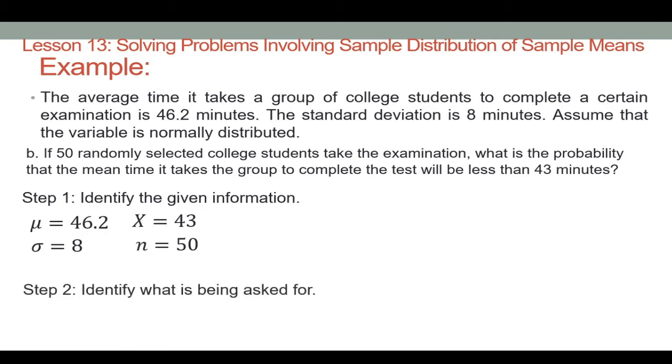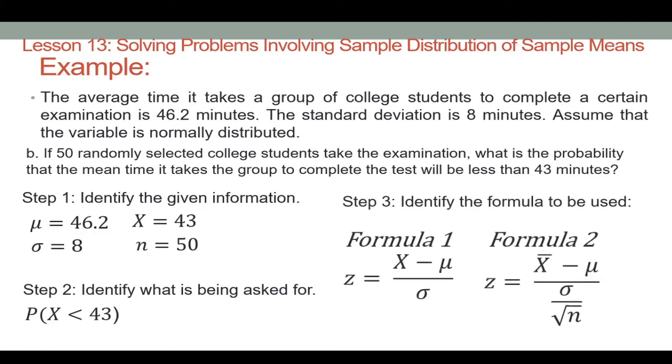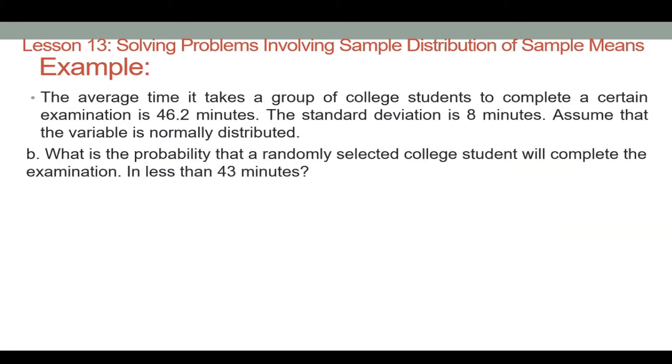Ang next natin is we identify what is being asked for. Again, ano bang hinahanap? Yung probability na yung lahat ng 50 samples students na nakuha natin ay mafinish yung exam in less than 43 minutes. Okay, good. Next, we identify the formula to be used. So again, we have two formulas. Kung kanina, ito yung ginamit natin, yung formula 1, dahil wala pa tayong number of samples. Ngayon naman, yung formula 2 naman yung gagamitin natin. Bakit? Kasi meron na tayong number of samples na pinagbabasihan. Kuha ba? Okay, good.